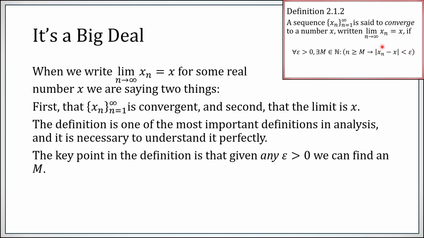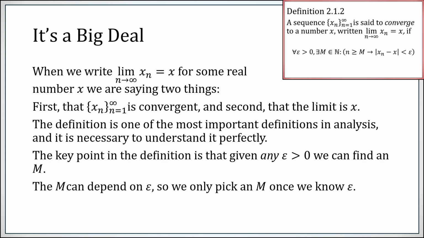Not necessarily for every term of the sequence, but for terms past a certain point. What point? Well, it just has to exist. Now this m can certainly depend on epsilon. So you only have to pick the cutoff index m after the epsilon is declared. For every epsilon, there is an m. If you change epsilon, m might change.